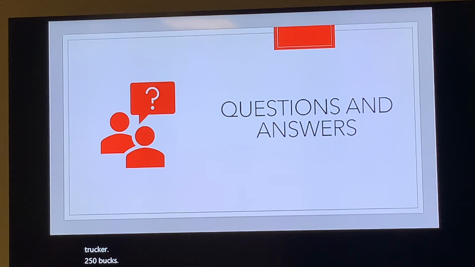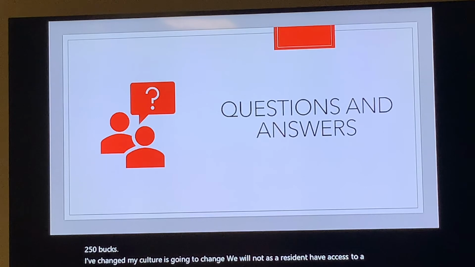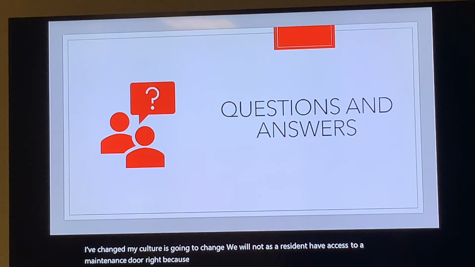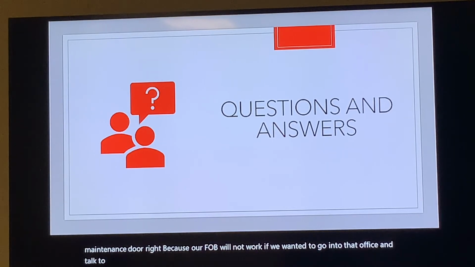It seems like culture is going to change. We will not, as a resident, have access to a maintenance door, right? Because our fob will not work if we wanted to go into that office and talk to one there directly. And I have a second question. So you never had access to a maintenance door. No, I mean the maintenance office door.